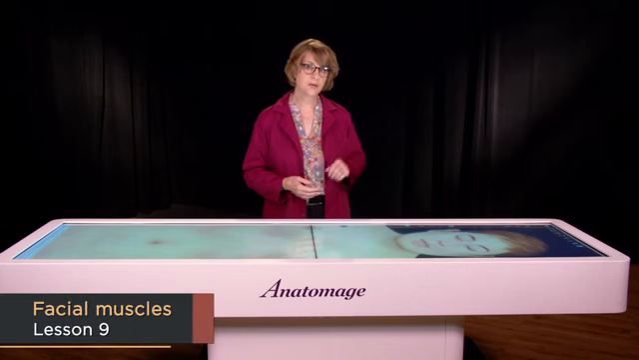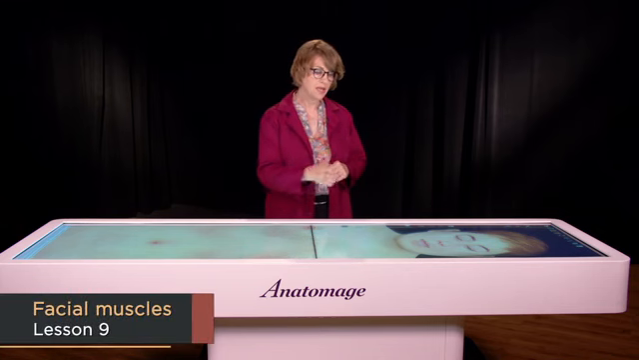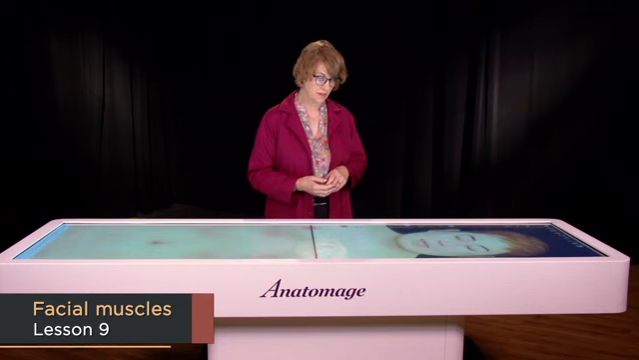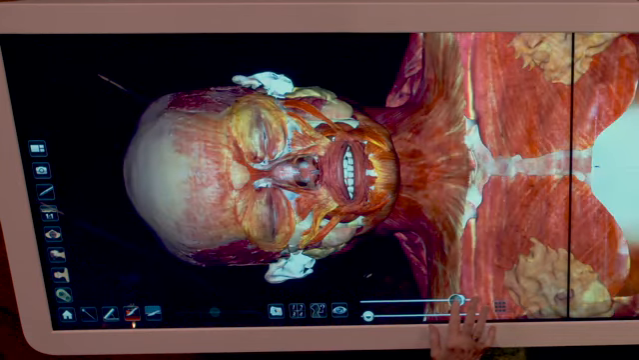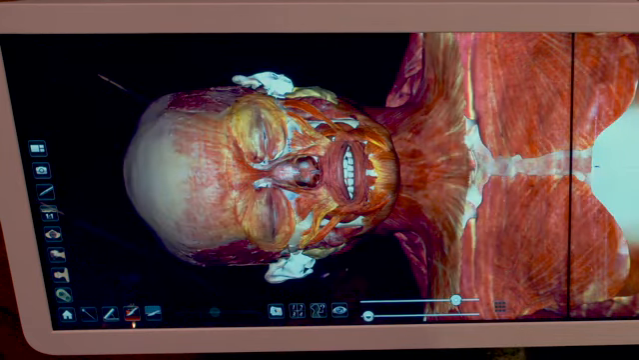Now, since the bones are the framework of the body, let's use that framework and add the muscles to complete our study of musculoskeletal anatomy of the head and trunk. And we'll start with the facial muscles. As you can see, I've brought up a different cadaver this time, and this female has good muscles of facial expression. So let's take off the skin and have a look.